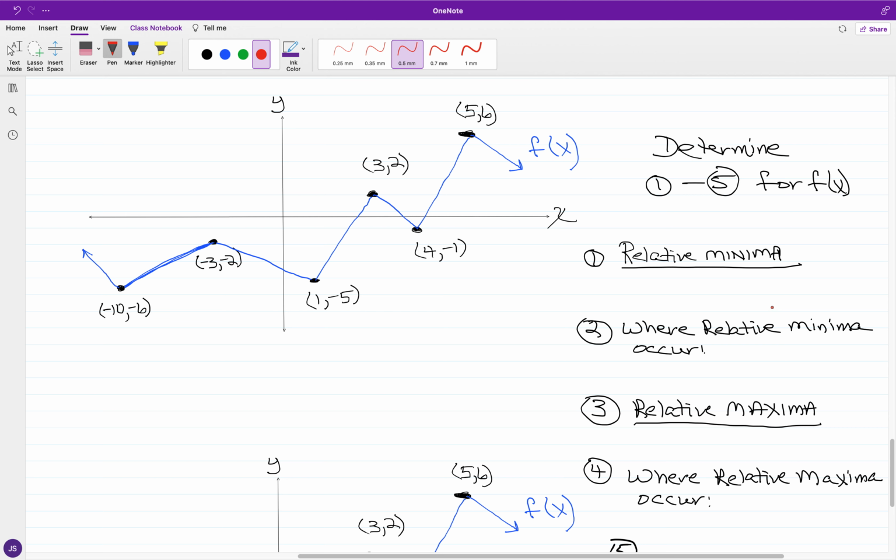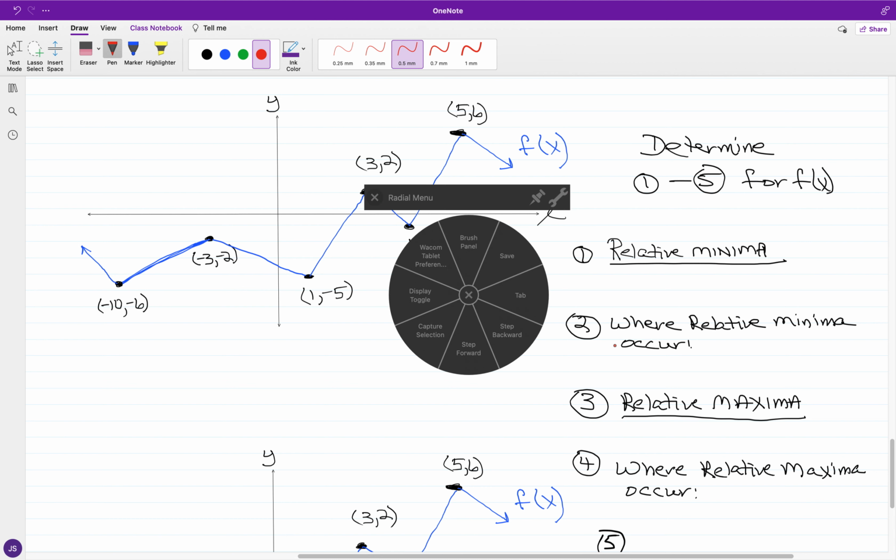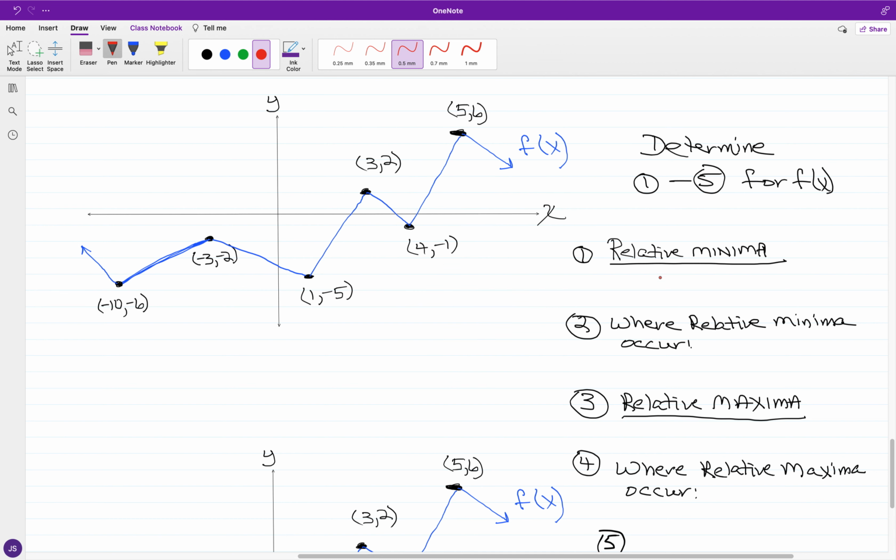Okay, for what we have regarding this function f of x, we have 6 specified points, and each one of them is either going to be a relative minimum or a relative maximum. Now for the relative minimum, we're looking at referencing the y values that correspond.